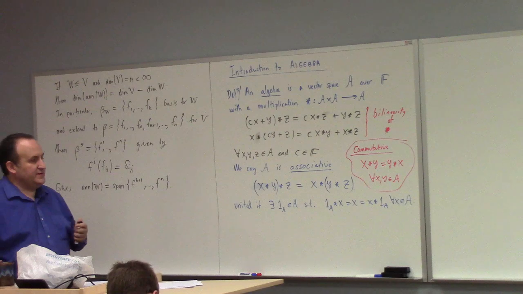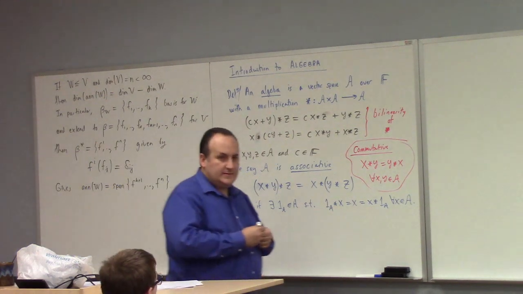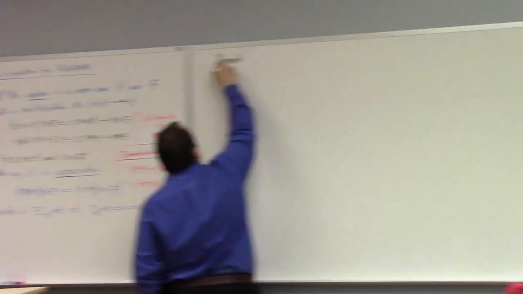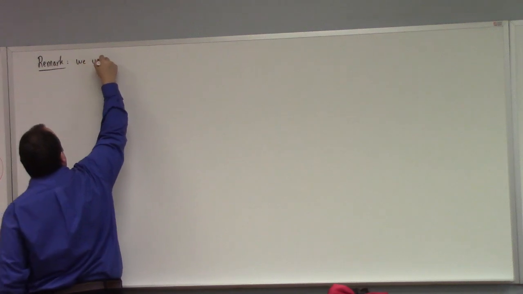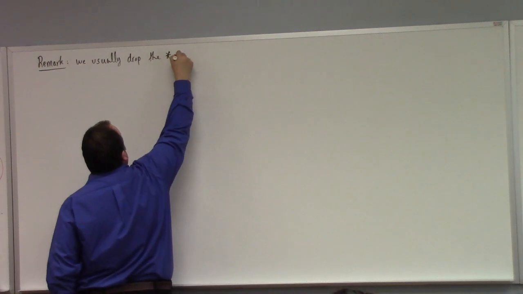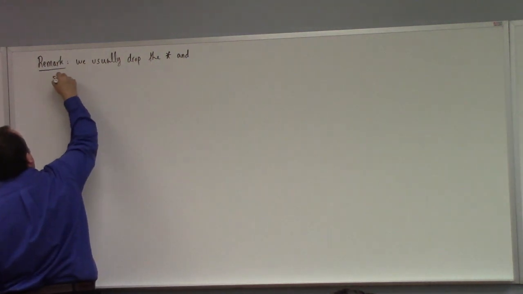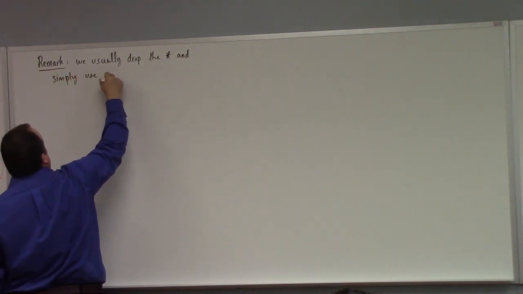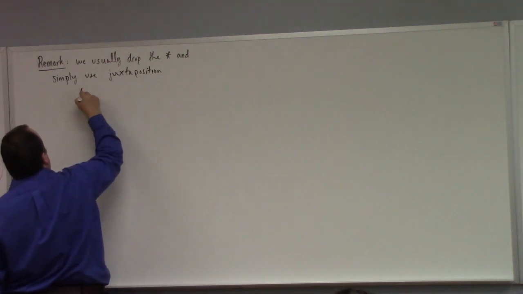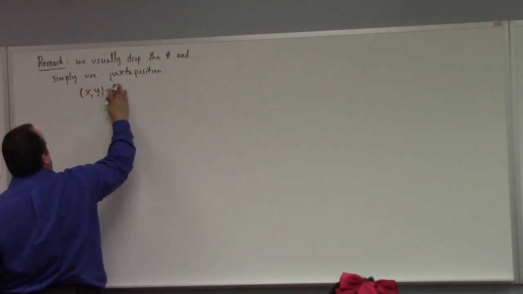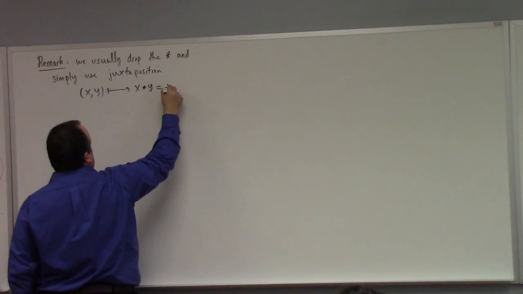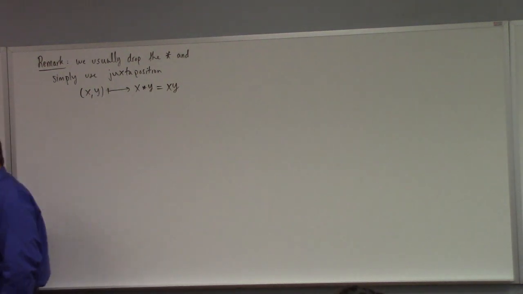Can you guys give me any examples of algebras? While you're thinking, I'll make a remark. We usually drop the star and simply use juxtaposition, which means we think about x, y under the multiplication mapping to x times y. So a lot of times we'll just write x y for that. All right.